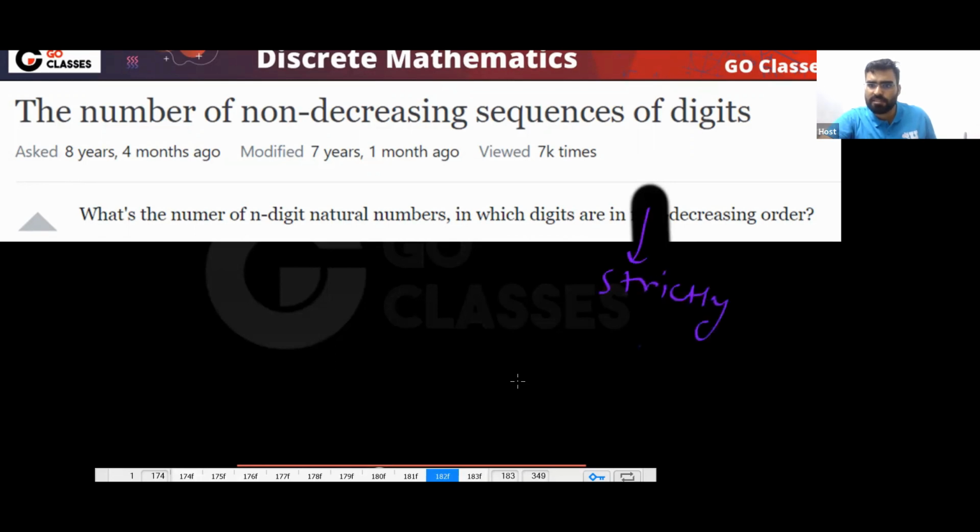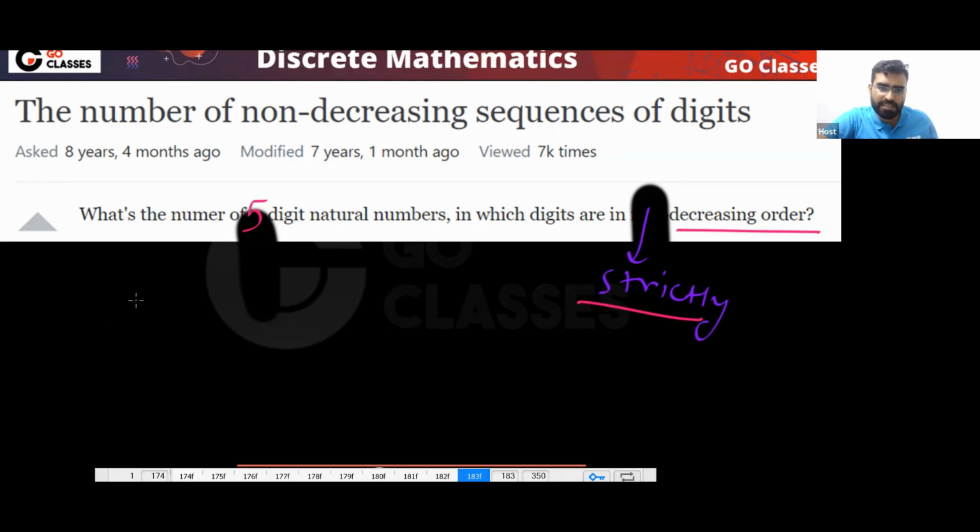If I do strictly decreasing, then what is the answer? Now I'm asking strictly decreasing. This would be strictly decreasing. So how many n-digit numbers do you want? For example, let's assume you want 5-digit numbers in strictly decreasing order.